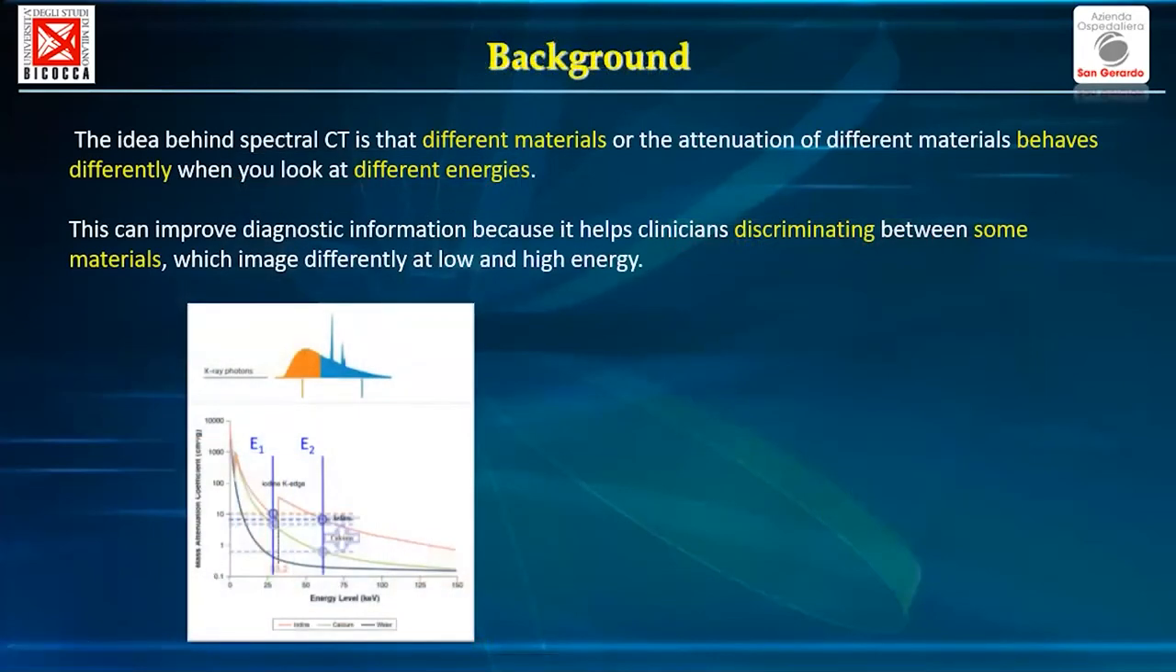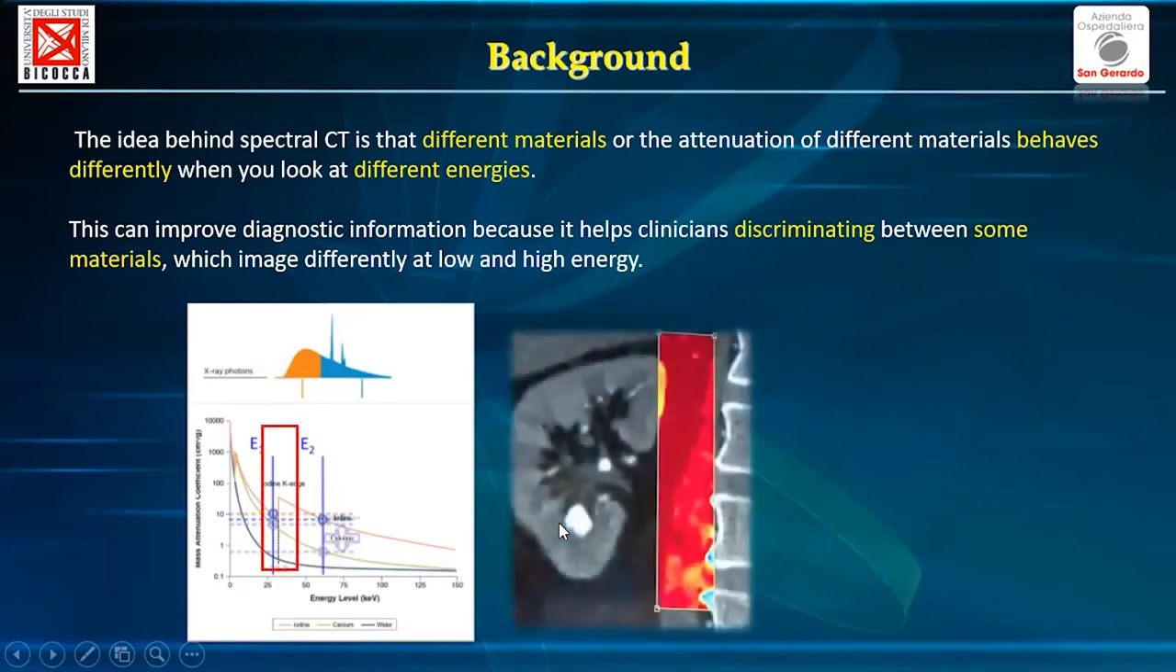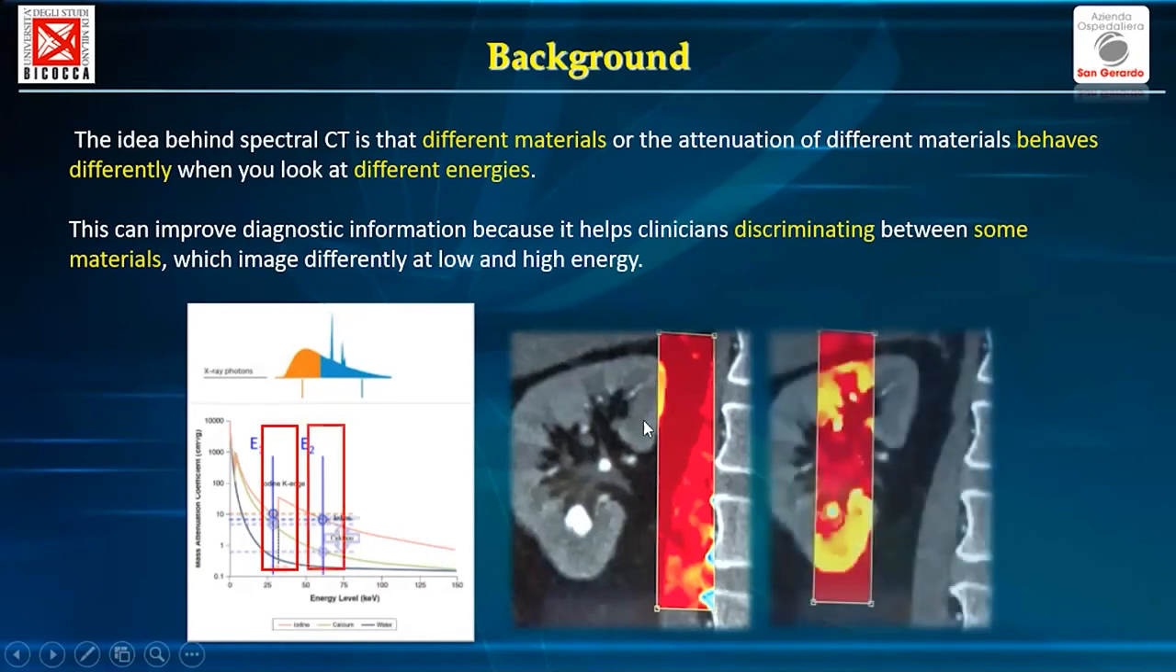The idea behind spectral imaging is that the attenuation of different materials behaves differently if we look at different energetic levels. Obviously this can improve the information because it helps the clinician discriminate between materials that image differently at low and high energetic levels. The typical example is calcium and iodine. At very low energetic levels, they are quite similar in attenuation values, while increasing the energetic level, we can better appreciate them. This is a typical example of a patient with kidney stones during contrast agent administration. If we look at low energetic level, we are not able to distinguish the components. Increasing the energetic level, we can delete the calcium and recognize only the iodine inside our body.